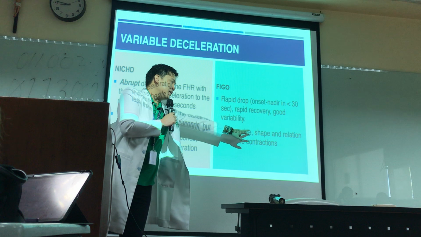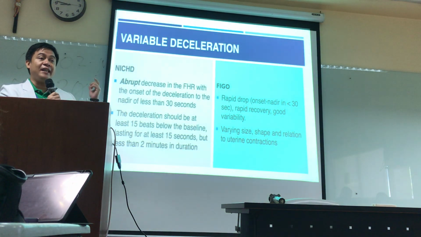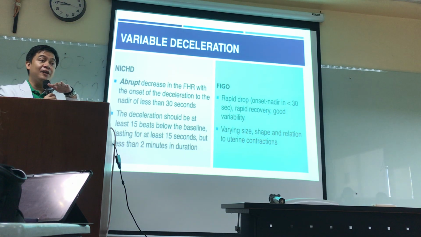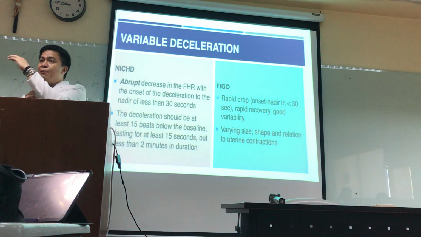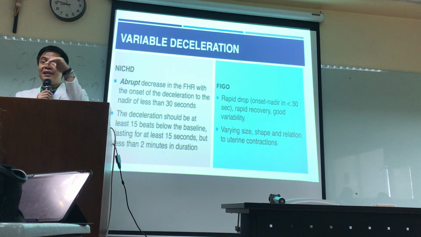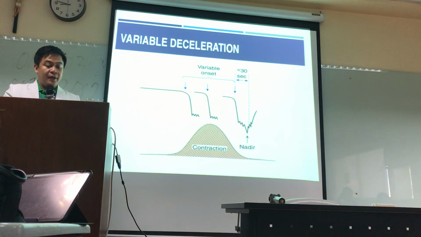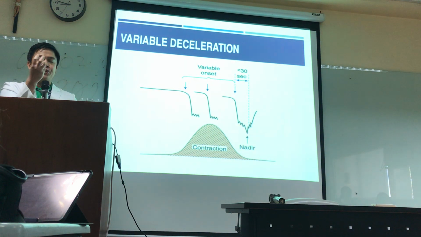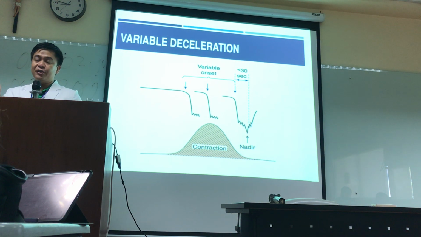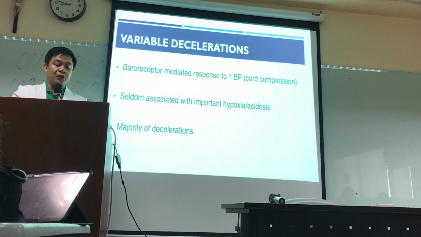So nagbabari siya sa size, shape, and relation to uterine contractions as opposed to your early deceleration that happens during the nadir of the contraction. So for your variable decelerations, nagbabago-bago yung peak ng deceleration niya sa uterine contraction. That's why it's variable. Okay? So usually, if your early deceleration is associated with your head compression, so your variable deceleration is usually associated with your cord compression. Very good.